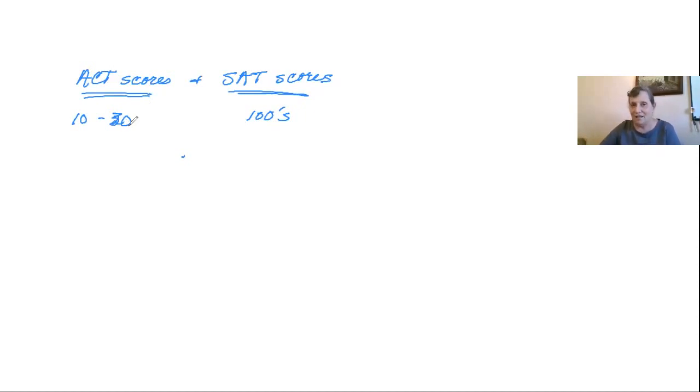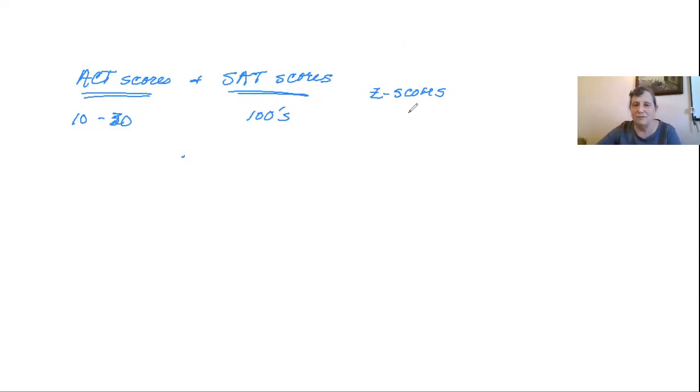A 30, like I said, would be out of sight high, genius in an ACT, assuming it's even possible to get a 30 on the ACT. A 30 on the SAT is lower than it's even possible to get. I think if you sign your name to the test, you get a 200. So how do you compare these? Well, you look at their Z-scores. You compare the Z-scores of the two.